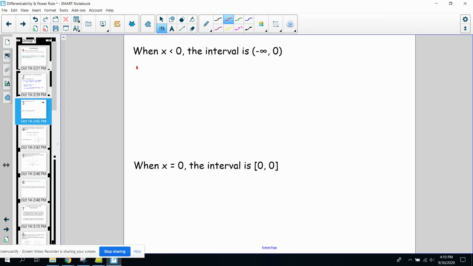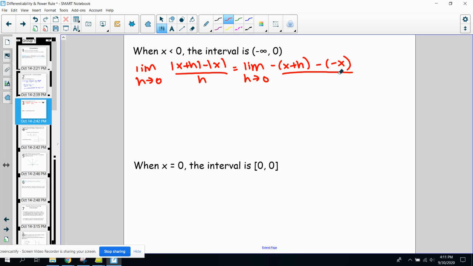I'm going to do the same thing. It's the limit as h approaches 0, but here we want to find out when x is less than 0, so on the interval from negative infinity to 0. I'm going to use the same setup. To find the derivative, I have again the absolute value of x plus h minus the absolute value of x over h. Because x is less than 0, I'm going to assume that what's inside the absolute value bars is negative. So I'm going to rewrite this as negative x plus h, minus negative x, over h. Everything's getting negated here.